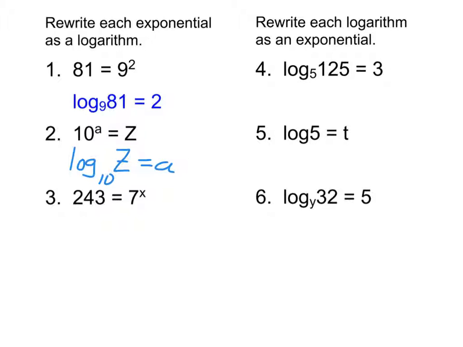Now, for number 2, if all you did was just follow the same pattern, you'd end up with something that looks like this. Log base 10 of z equals a. But I don't actually want that to be your answer, because yesterday we saw log base 10 can be written shorter. This is the logarithmic equivalent of saying 1x. We don't need to write that 10 in. What do we do? Log base 10 is just log.